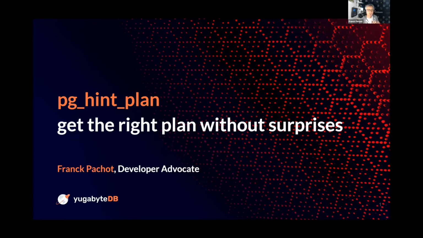I'm Frank Pachou, I'm developer advocate for YugabyteDB, and YugabyteDB is a fork of Postgres. It's basically Postgres used as the query layer, but with a different storage, a distributed storage that can scale out and be resilient and be deployed on premises or the cloud. But the SQL layer is exactly the same as Postgres, which means that this part, PG Hint Plan, is exactly the same. You will see that for the demo, I'm connecting to a YugabyteDB database, but it works exactly the same as Postgres.